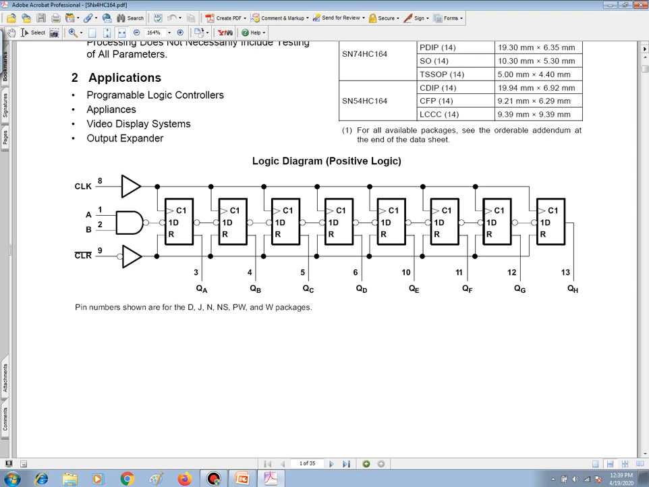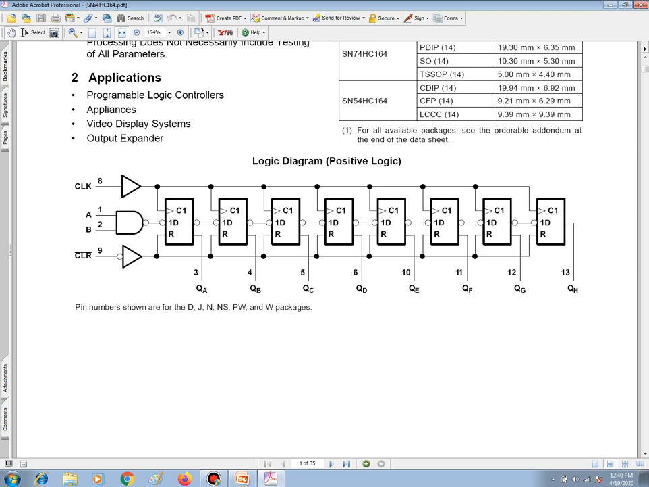And in looking at the diagram, and the term is actually logic diagram, we can see that we have a clock input, we have a clear input, but we also have 2 inputs, inputs A and B. The reason that we have this is because one of the inputs can take the data in, while the other one can be used to either enable or disable the inputting of the data, and that's going into that NAND gate. And the parallel output is QA all the way through QH.